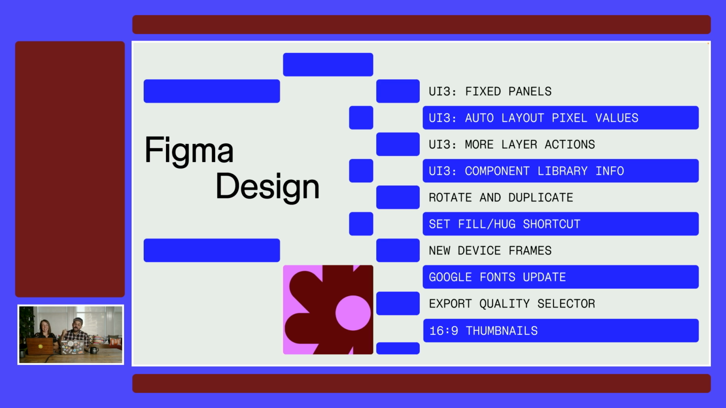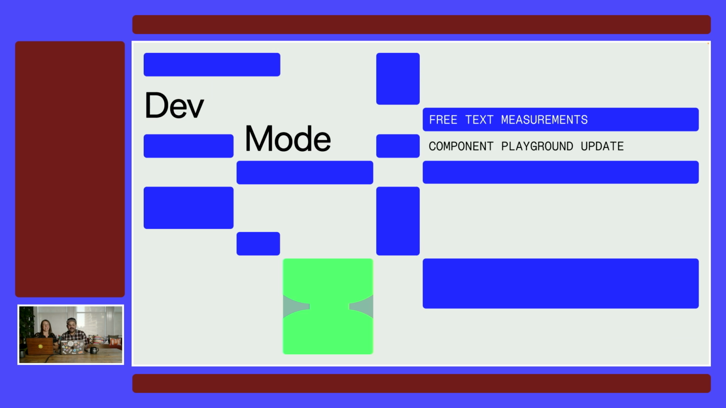So to recap, for Figma, we've had fixed panels in UI3, no more gaps. Auto layout pixel values, so you can see if it's hugging and if it's 264 pixels wide. We have more layer actions. We have component library information surfaced up at the top right with UI3. We have duplicate with rotate, big favorite of mine. We have set, fill, and hug shortcuts. We have new device frames dropping soon. We have a massive Google Fonts update and control over your export quality across Figma, FigJam, and those 16:9 thumbnails.